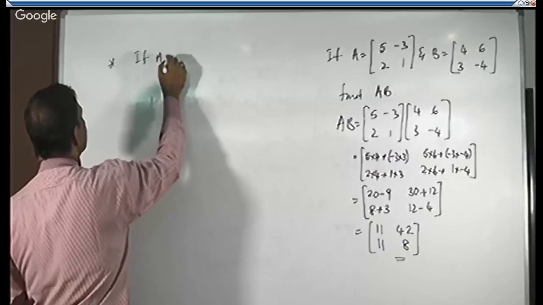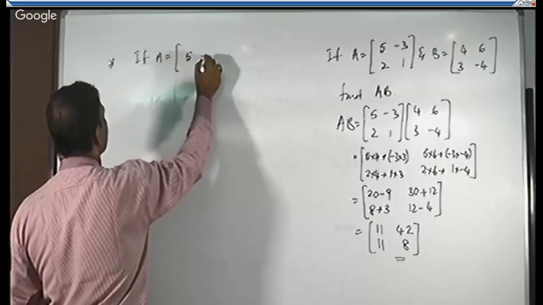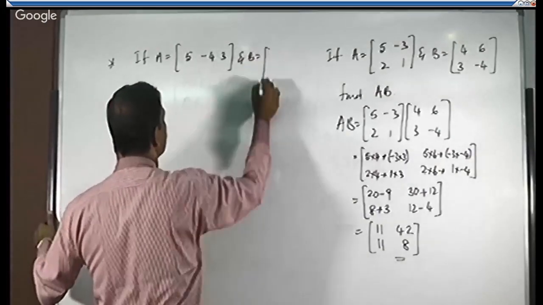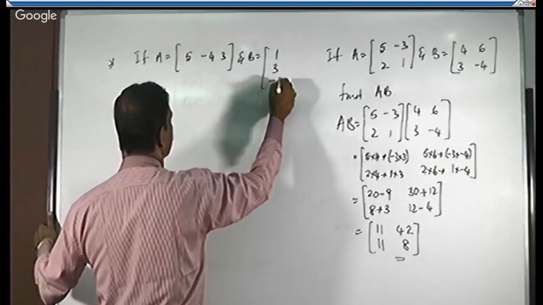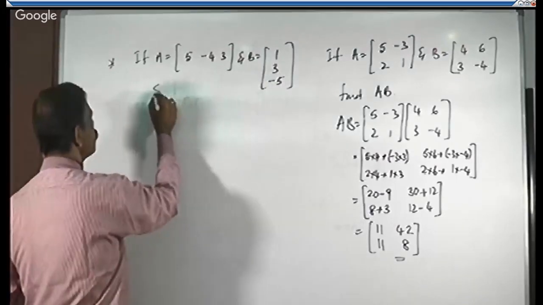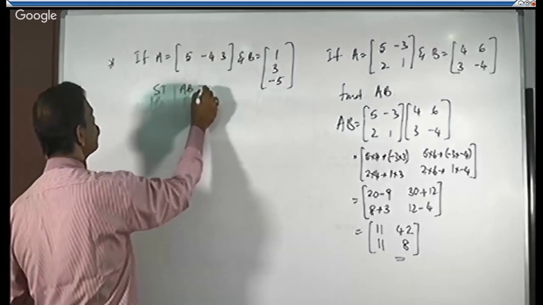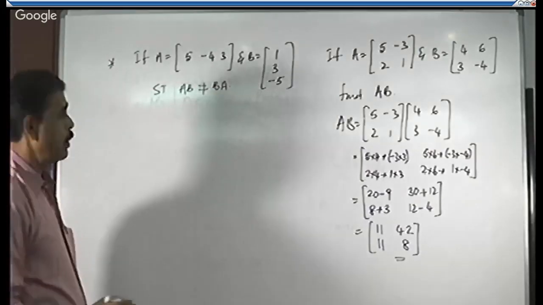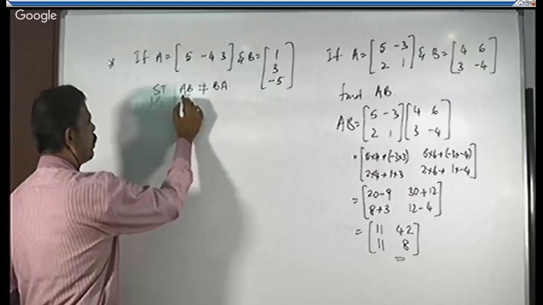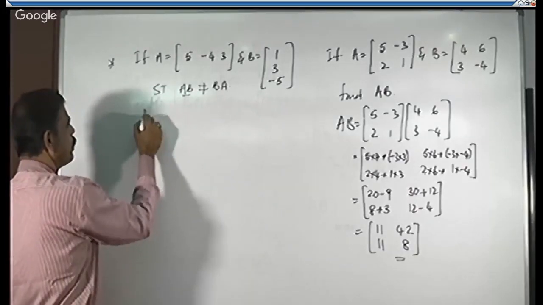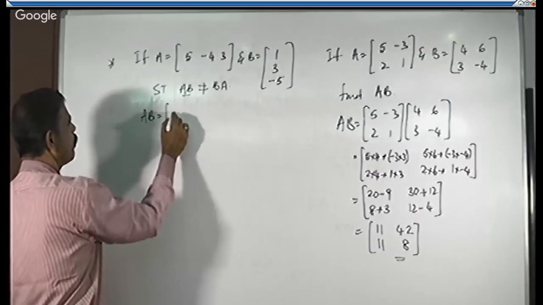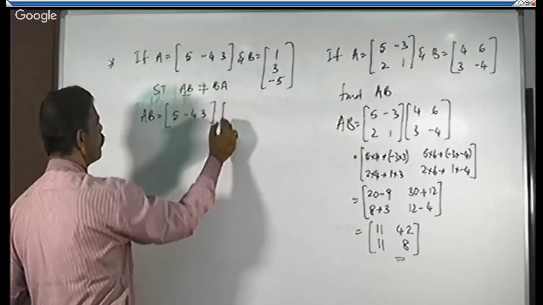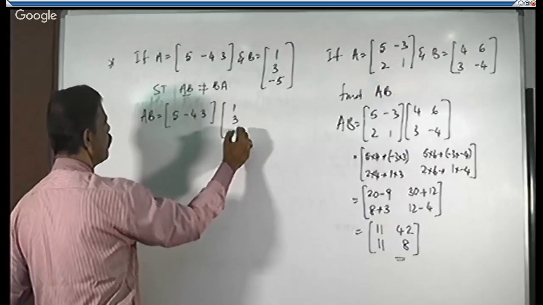If A is equal to 5, minus 4, 3, and B is equal to 1, 3, minus 5. Show that AB is not equal to BA. Let us first find out left hand side. What is left hand side? It is AB. What is A? 5, minus 4, 3. What is B? 1, 3, minus 5.